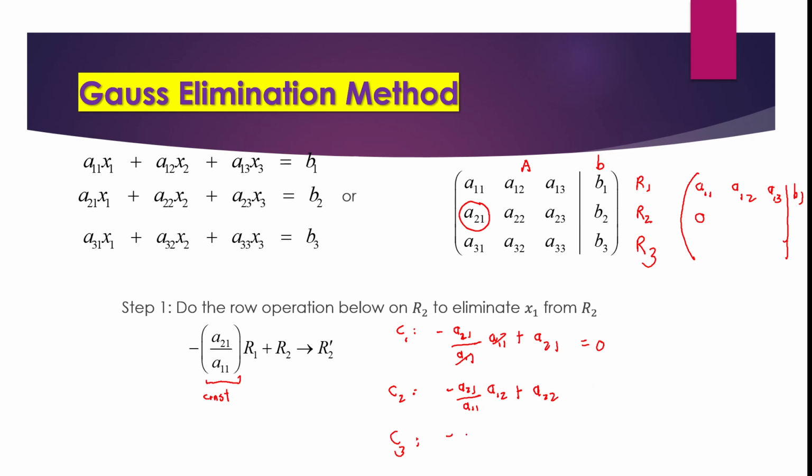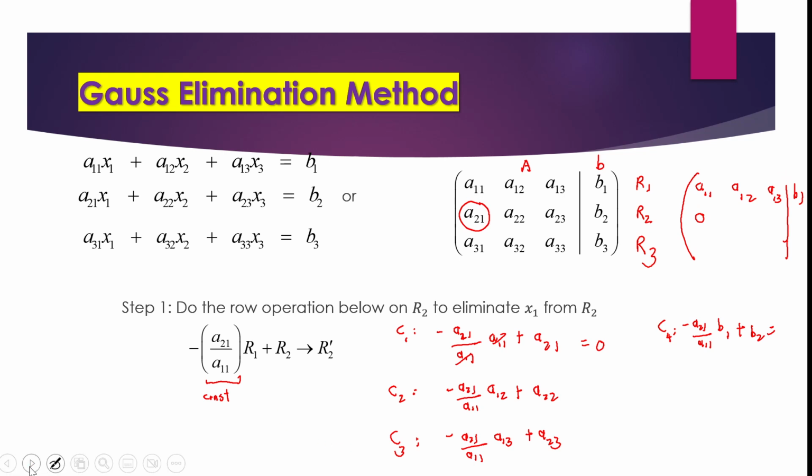Column 3, with negative A21 divided by A11, row 1, the value is A13, row 2, the value is A23. So put the values here, and then repeat for column 4. Negative A21 divided by A11. Column 4, you have row 1 is B1, row 2 is B2. You get the value and put it there. So after this row operation, A21 will become 0.